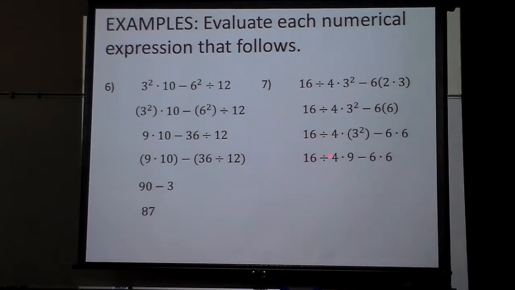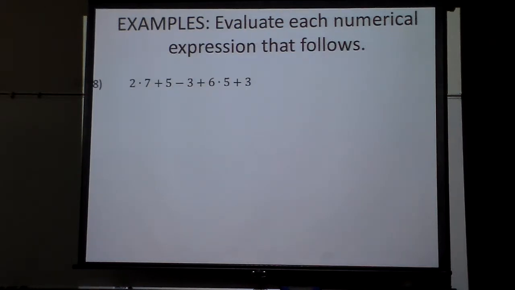I'm going to do the divide first. 16 divided by 4, which is 4. And I'm going to do the 4 times 9. And I can do the 6 times 6 too, which will give me 36 minus 36, which gives me 0 for that particular answer. Right, let's look at another one.